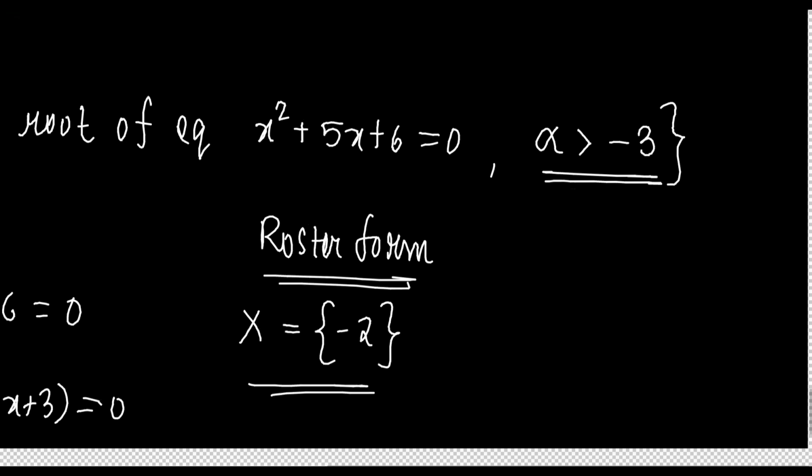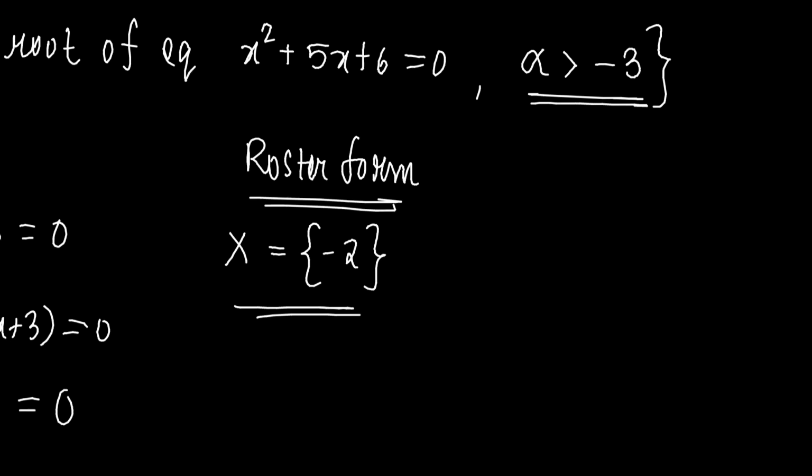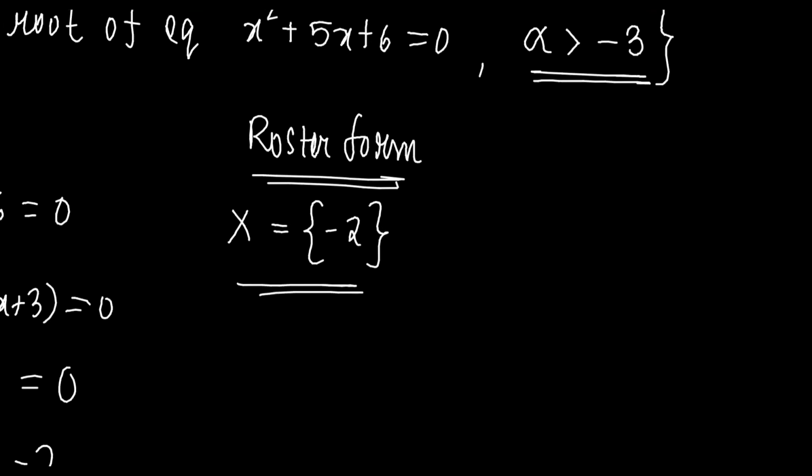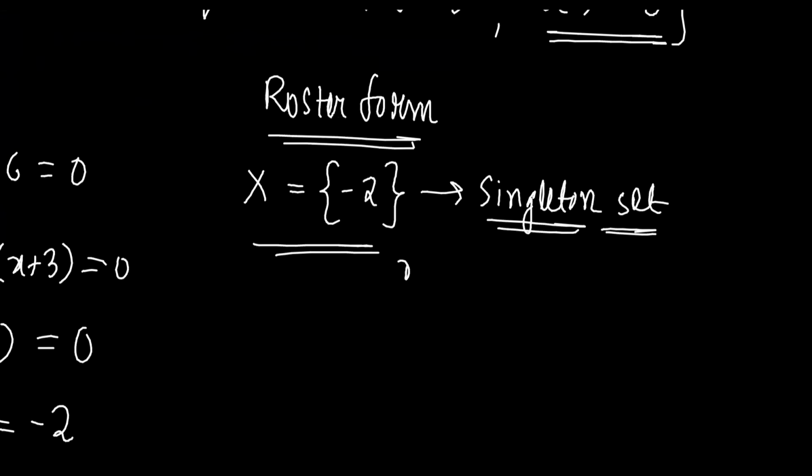Okay. Now, in types of set, we will learn that this type of set, where one element is present, is called a singleton set. Singleton set. In types of set, we will learn this. Okay. So here the number of elements is 1. So here obviously the cardinal number of this set X is only 1.